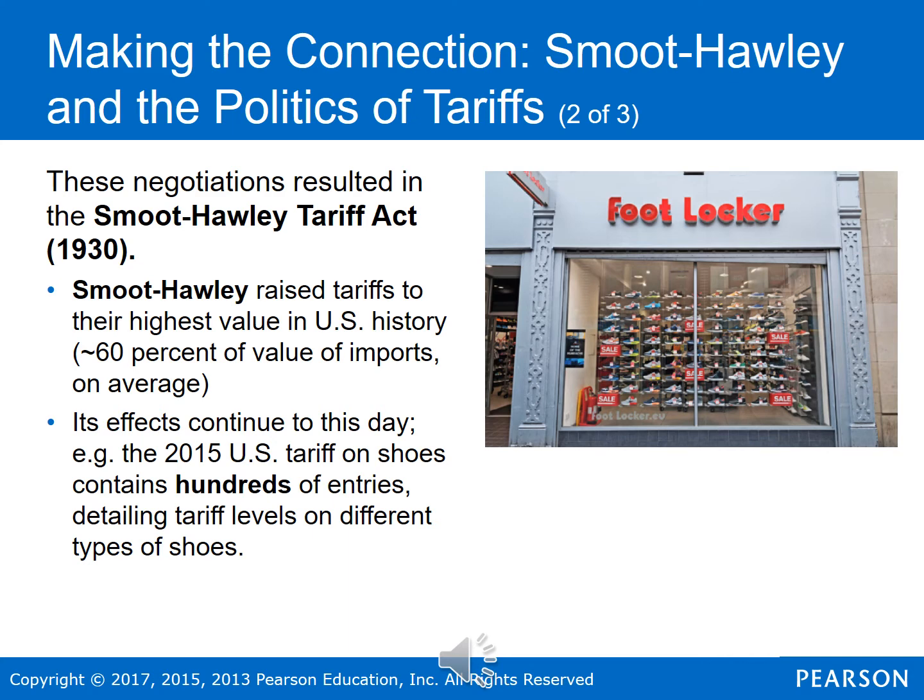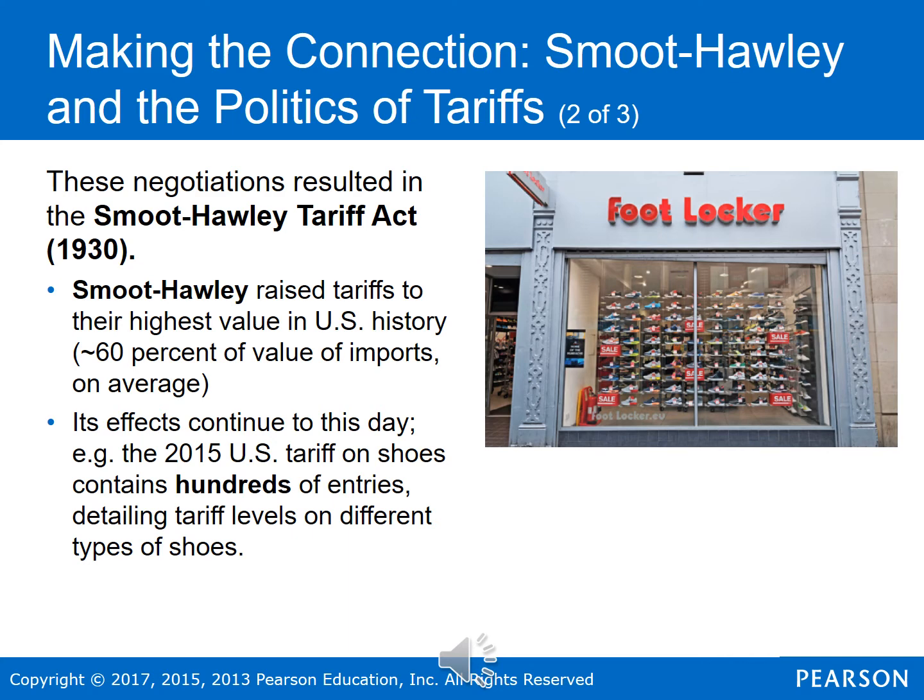Now, the Smoot-Hawley Tariff raised tariffs to their highest value in United States history. They ended up being, on average, about 60% of the value of the imports coming in. So these are extremely high taxes. And the actual percentage of tax raised on these goods was increased as the Great Depression hit. So as people were suffering and were losing jobs, the amount of the tariffs began increasing because it was seen as necessary to protect American jobs.